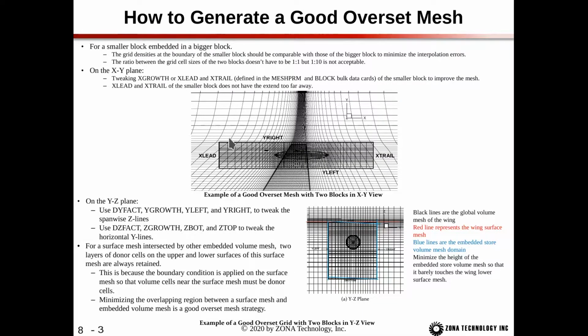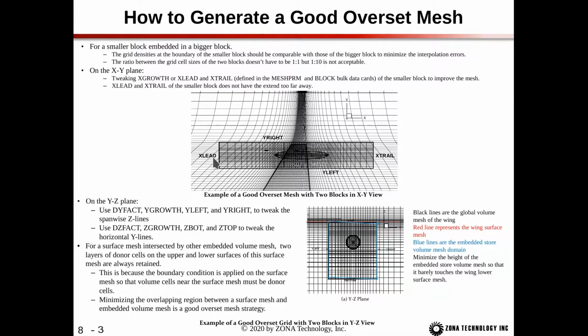Whereas for the overall model, if this block was the only block in the solver and we were only solving for the store, the X lead and X trail would have to be much farther away. But for the embedded block, you don't want it too big. Because the reason here is you want to have the embedded block be big enough so that it can capture the flow characteristics of the flow flowing around the store, but then you want to contribute that flow solution back to the main block, and you want the main block to be able to solve the flow characteristics of the overall aircraft.